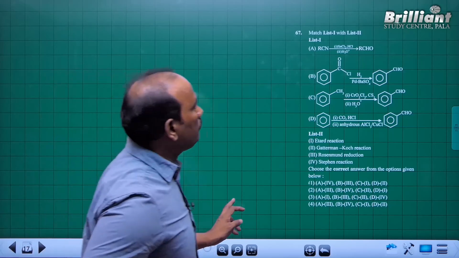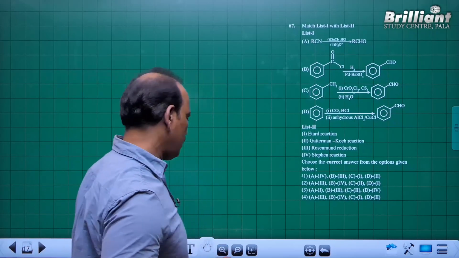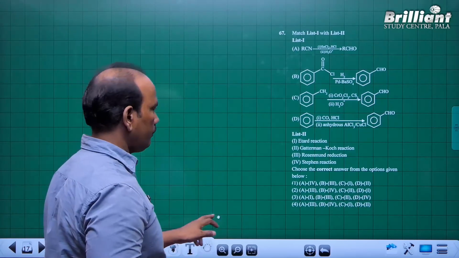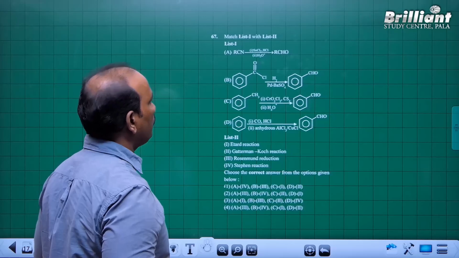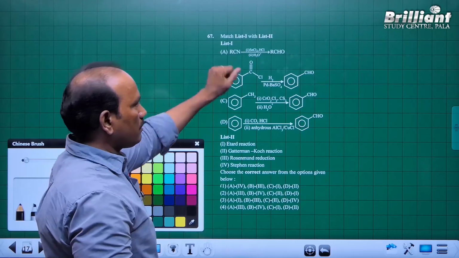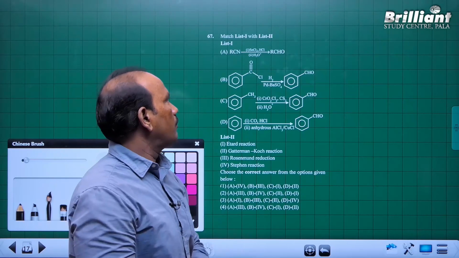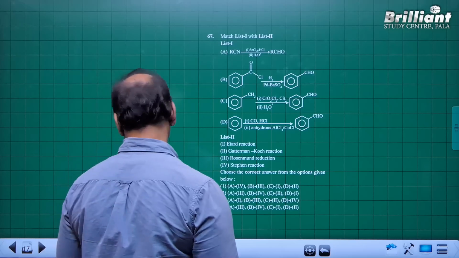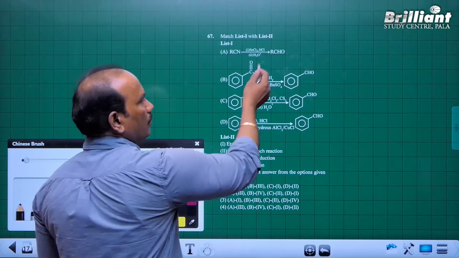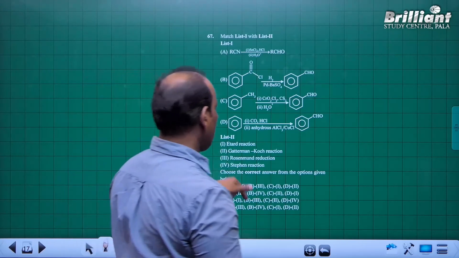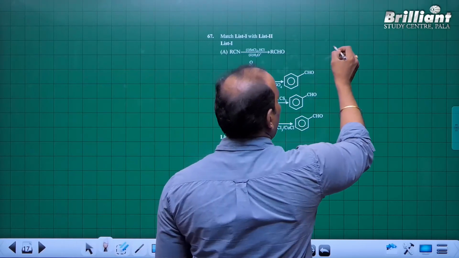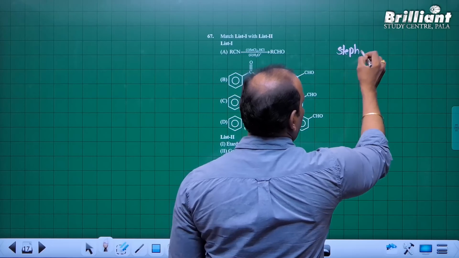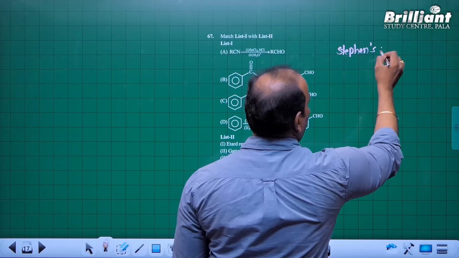Now, this is a direct question. A: cyanides are subjected to tin and HCl. We get amines, followed by acidic hydrolysis. This is conversion of cyanide to aldehyde. What is that? Stephen reduction. This is Stephen's reduction.